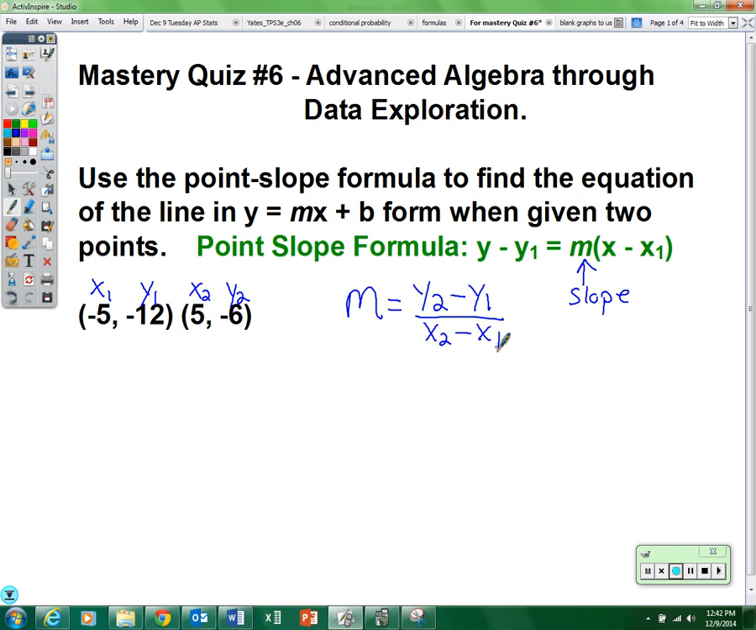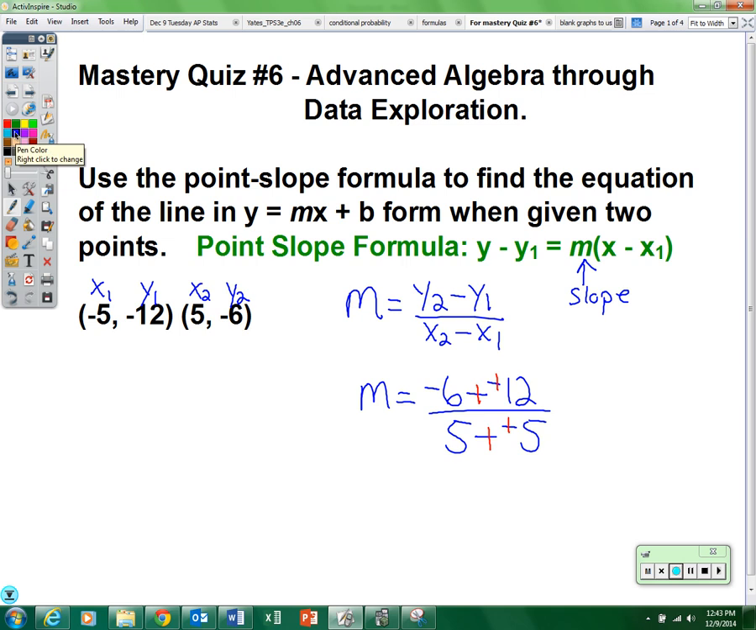So the first thing we're going to do is find the slope. So m equals, looking at your ordered pairs, y2 is negative 6 minus y1 is negative 12 all over x2 is 5 and x1, so minus negative 5. Now remember, minus a negative, don't forget to switch your signs. That becomes plus positive, plus positive.